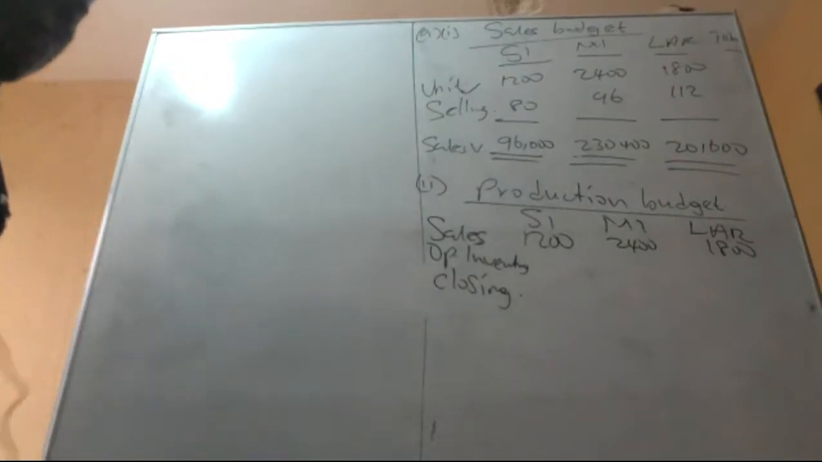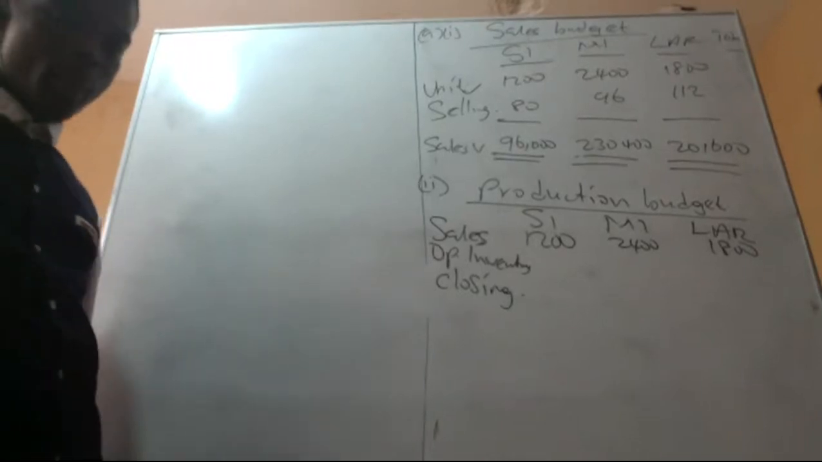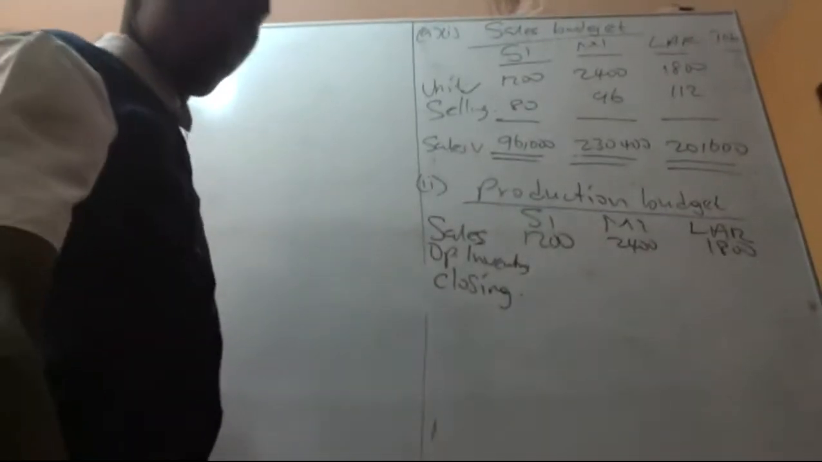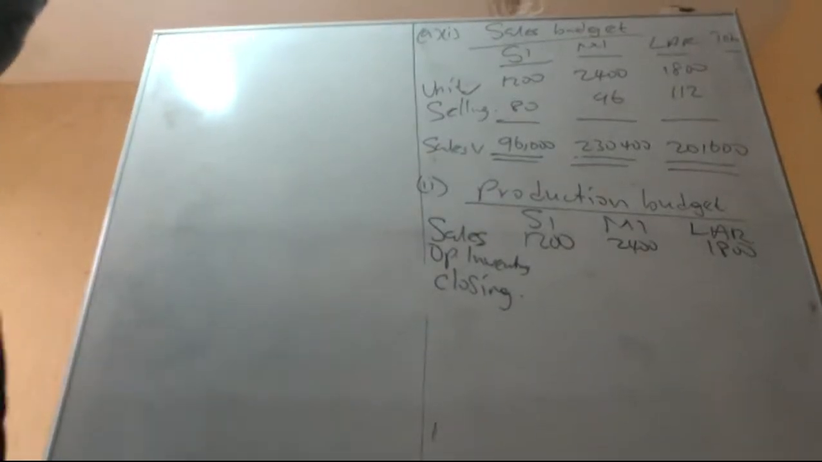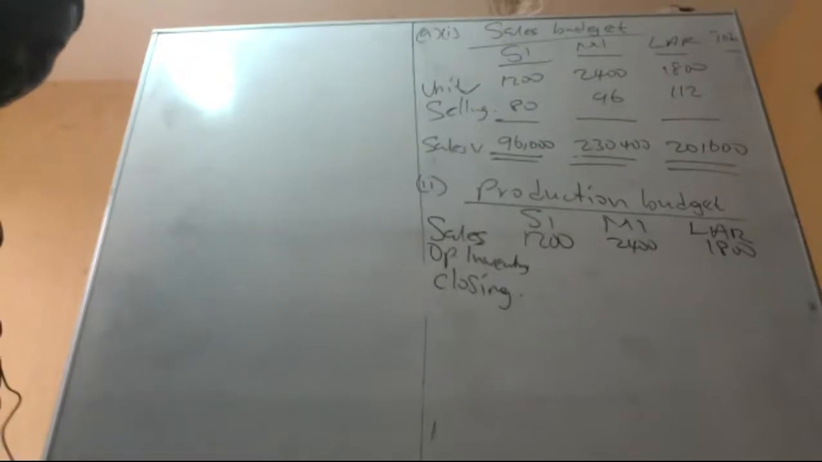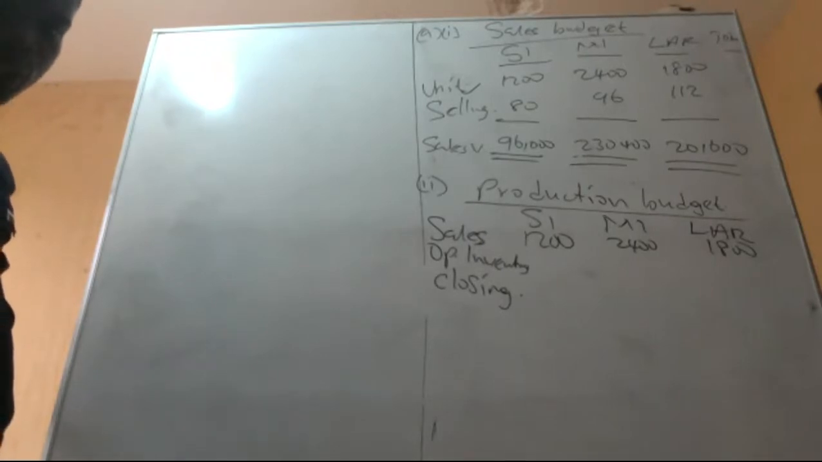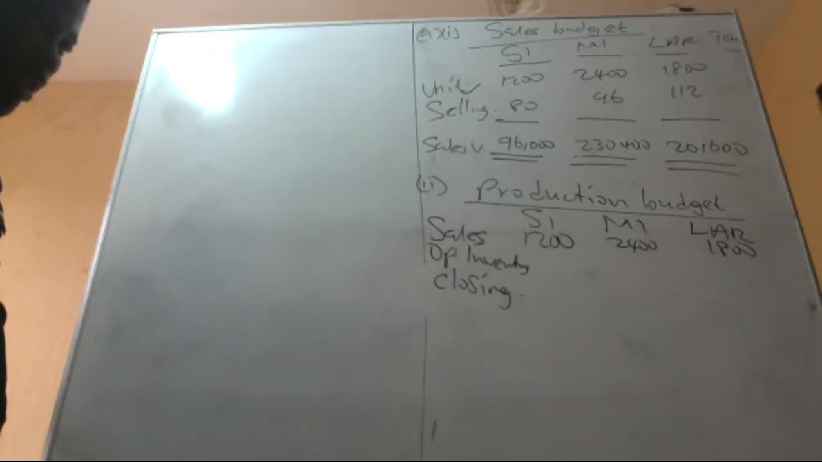Yes. So the open inventory for product SI. Okay, what do you get? Is it 1,200? The open inventory for product SI.